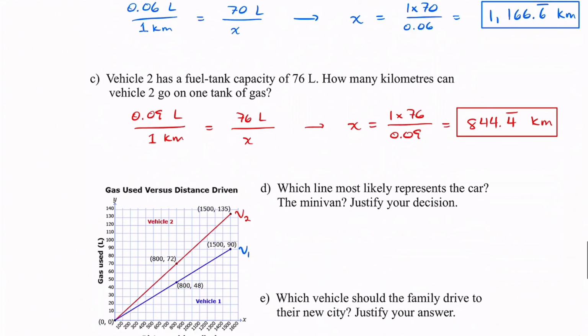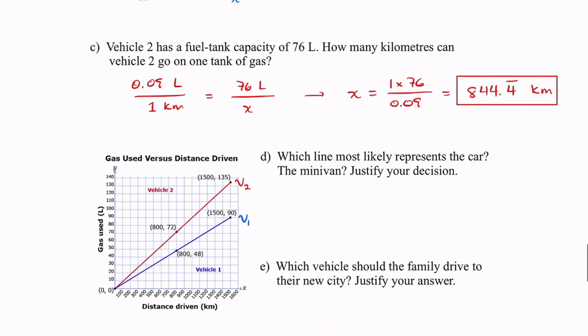Part D next now says which line most likely represents the car and then also the minivan. So if we look at our lines, this blue line here went up. We got to about 1,500 kilometers, so 1,500 kilometers, and that took 90 liters. The other one, we got to 1,500 kilometers, but that took us 135 liters. So that took a lot more fuel.